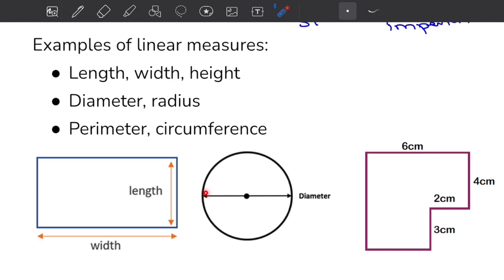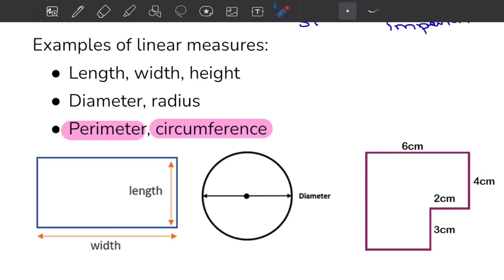The distance from one corner of the circle to the other corner going through the center, this distance is a diameter. From the center to the edge of the circle, this is called a radius. So these are all distances. They're all linear. They all make lines. Okay. Another interesting one is perimeter and circumference.